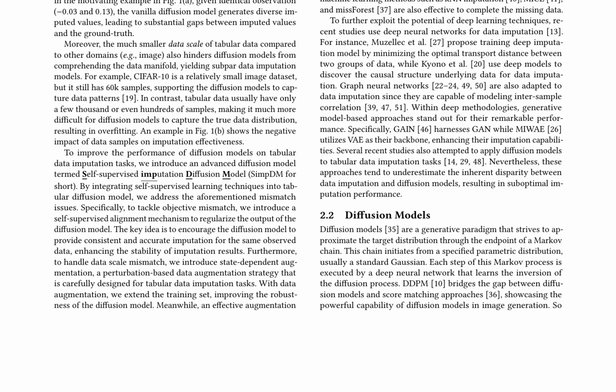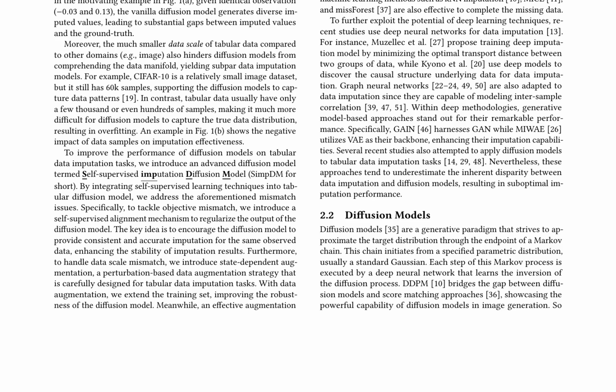The motivating experiments in Figure 1 demonstrate the issues with vanilla diffusion models. Figure 1a shows that given identical observations, the vanilla diffusion model generates diverse imputed values, leading to significant gaps between imputed values and the ground truth. Figure 1b shows that the limited data samples lead to poor imputation results and unstable performance.